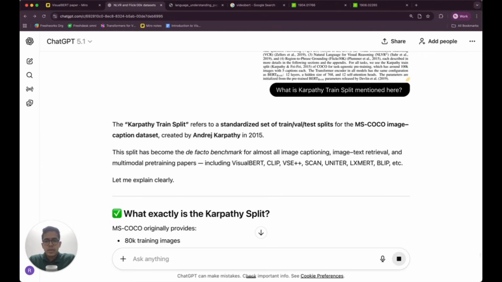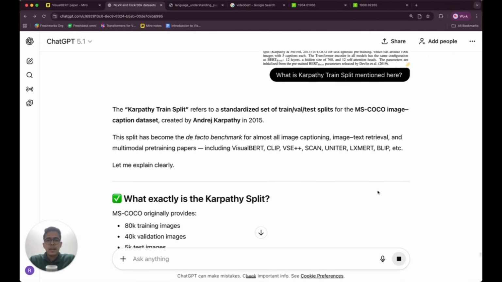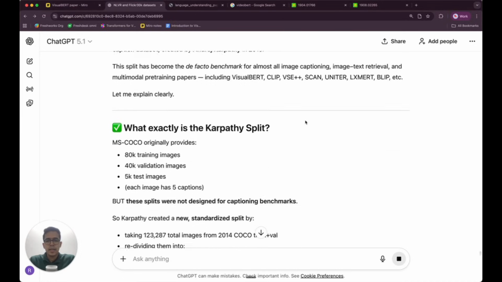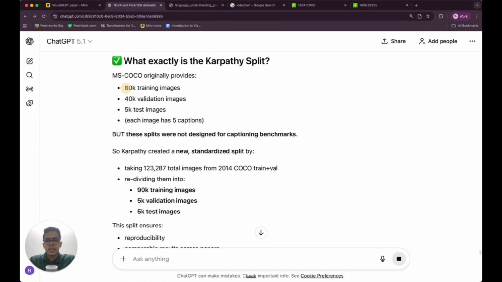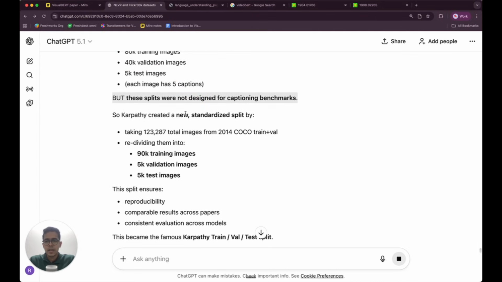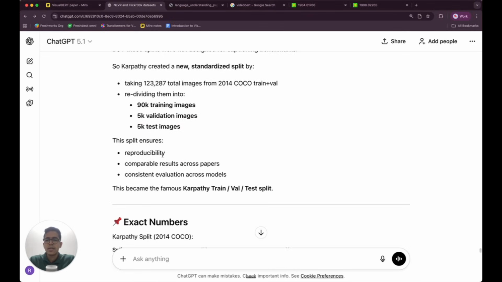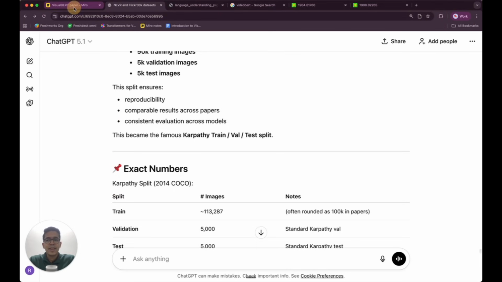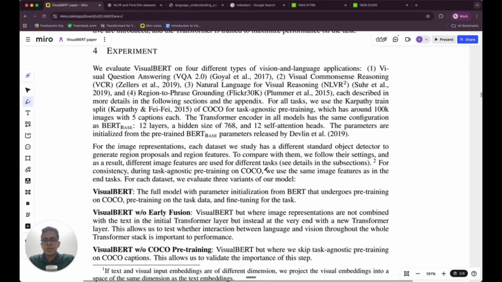So it refers to a standardized set of train, val, and test splits for the MS COCO image caption dataset created by Andrej Karpathy. Originally it has these many training, 40K validation, 5K test, but these splits are not designed for captioning benchmark. So Karpathy created a new standardized split: 90K for training, 5K for validation, 5K for testing. All right. Okay, I don't know why this works, but whatever. We'll figure it out when we are reading another paper, for another day.